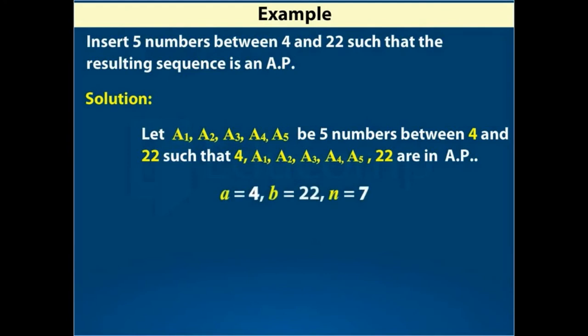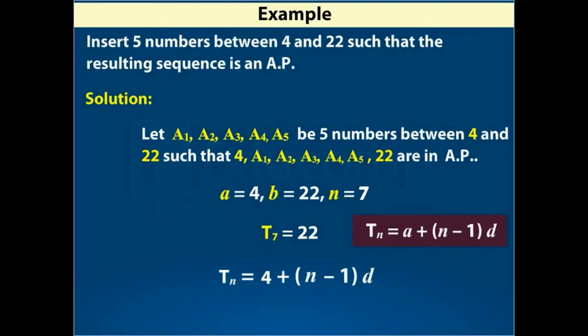Here, A is equal to 4, B is equal to 22 and n is equal to 7. Since T7 is equal to 22, this implies that 4 plus (7 minus 1) into D is equal to 22. On solving it, we get D is equal to 3.